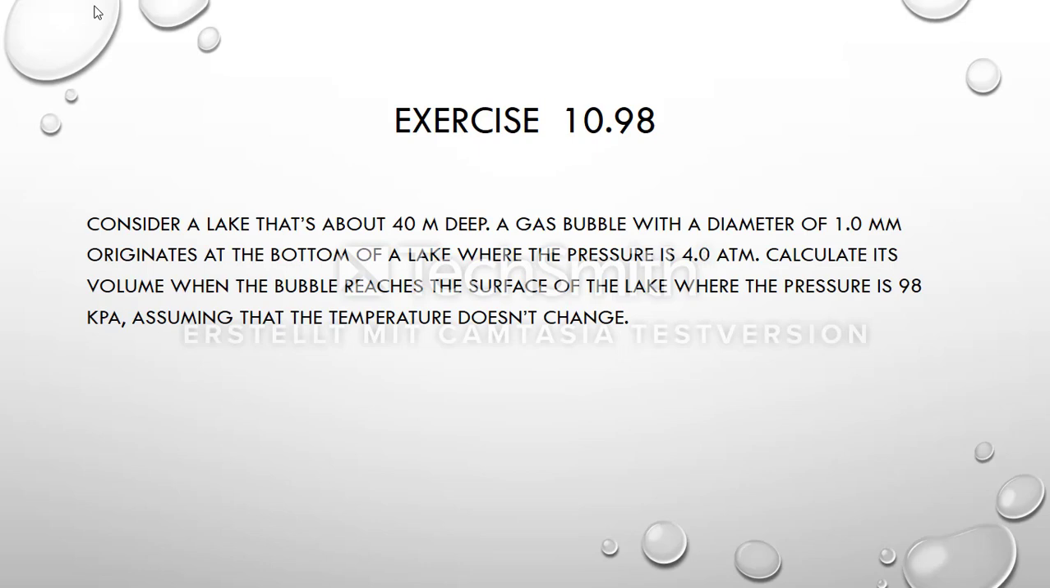Consider a lake that's about 40 meters deep. A gas bubble with a diameter of 1.0 millimeter originates at the bottom of the lake where the pressure is 4.0 atm. Calculate the volume when the bubble reaches the surface of the lake, when the pressure is 98 kilopascal, assuming that the temperature doesn't change.